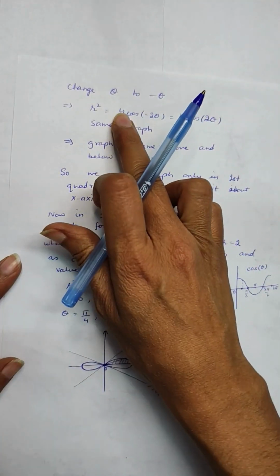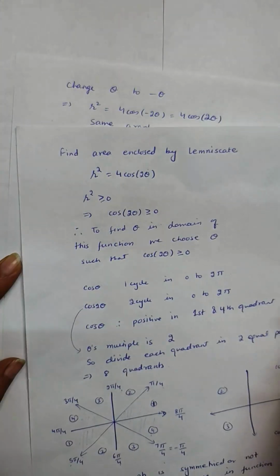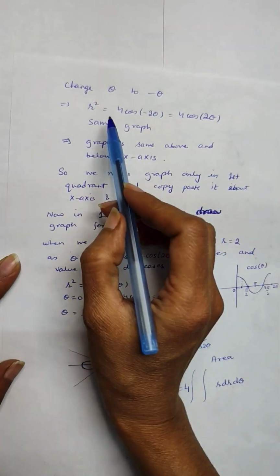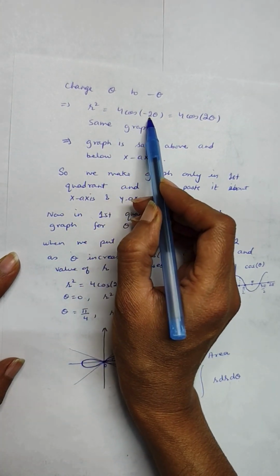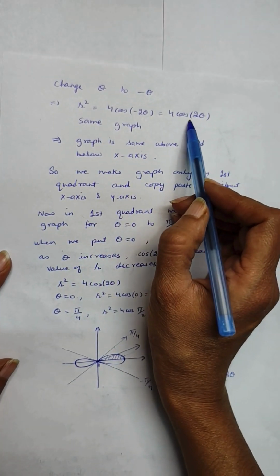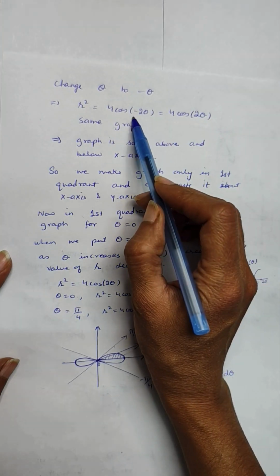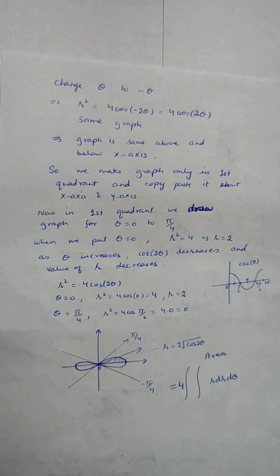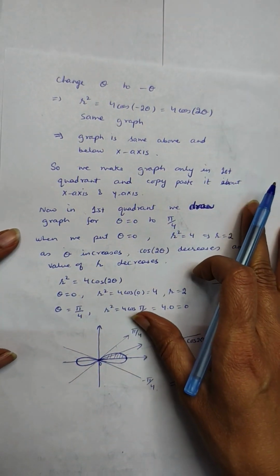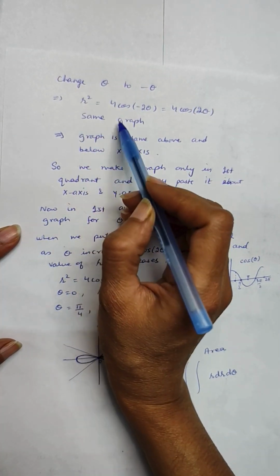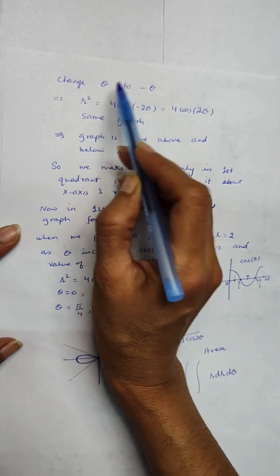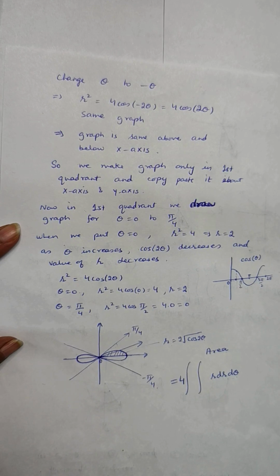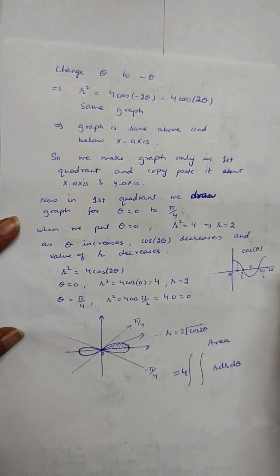Okay, now we change theta to negative theta. So this is the equation. We change theta to negative theta. What happens? r squared is equal to 4 cos of minus 2 theta, which is the same as 4 cos 2 theta because cos is an even function. So changing theta to minus theta is not going to change the cos function. So the graph is unchanged if we change theta to minus theta, and that shows that the graph of this function is the same above and below the axis.